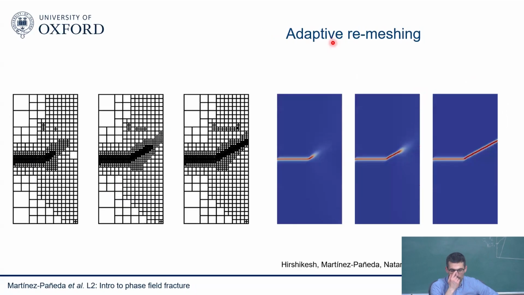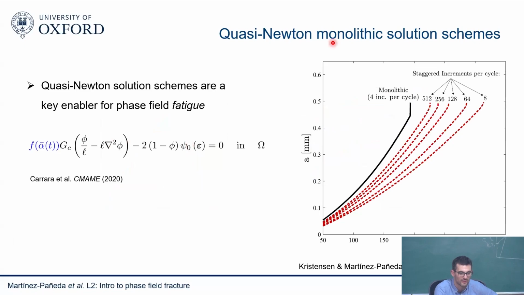What else can you do? Well, you can do adaptive remeshing. So maybe the takeaway that I should say is that the method is very promising. It's in good agreement with well-established theory, not only fracture mechanics, but also strength-driven fractures. But you do have to pay a computational cost.